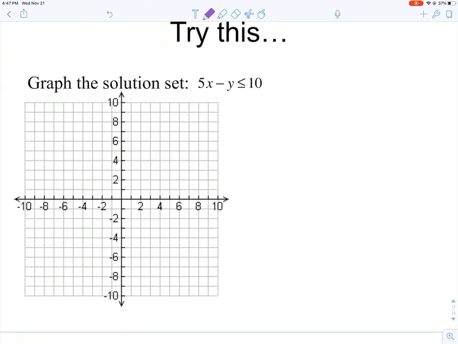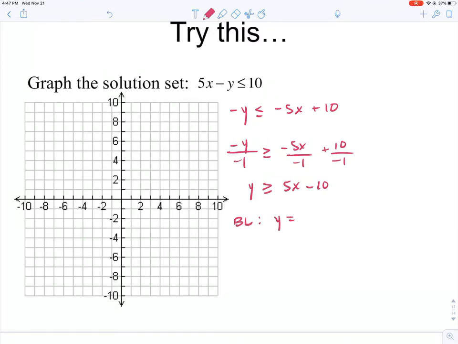Okay, so for this inequality, let's get y by itself on one side by subtracting 5x from each side of the inequality. And then we're going to divide by -1, so we need to remember to flip the inequality. So we get y is greater than or equal to 5x minus 10. Our boundary line is going to be y equals 5x minus 10, and it'll be a solid boundary line.